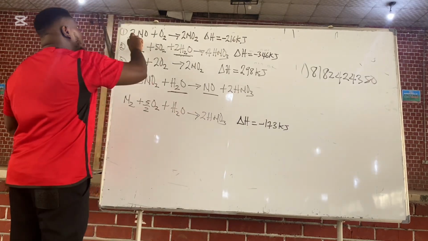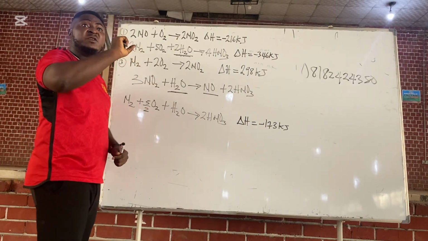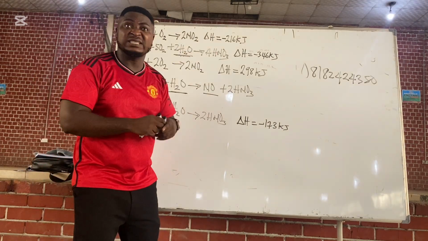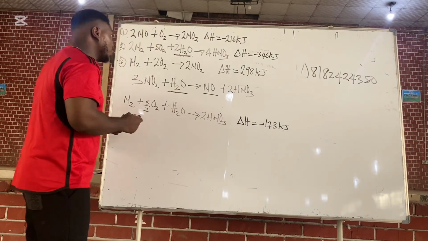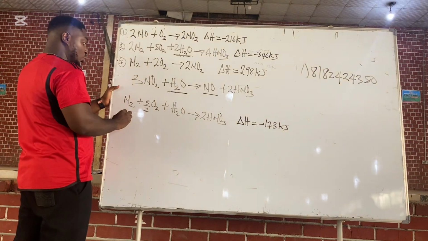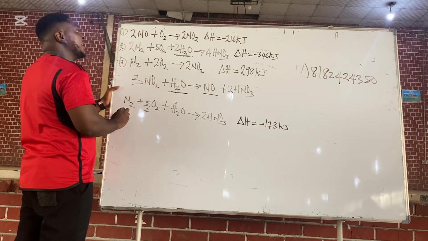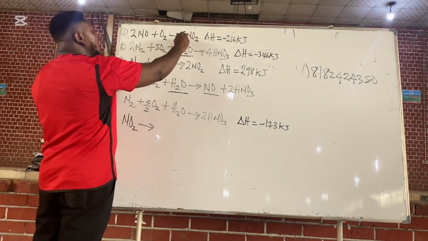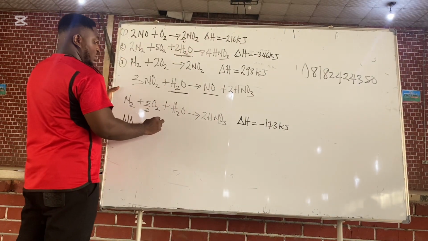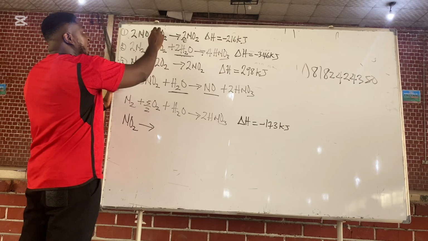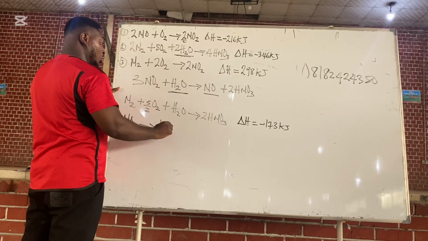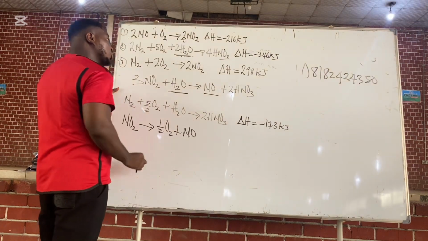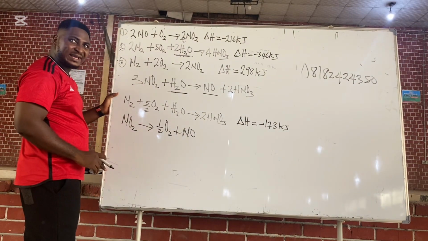So we are reversing equation 1 and dividing by 2. We are going to reverse equation 1, then divide by 2. So reversing it and dividing by 2 will become NO, because 2 NO2 divided by 2 will be NO. Dividing this by 2 will be 1 over 2 O plus, divided by 2, you have N. So we reverse and then divide by 2.